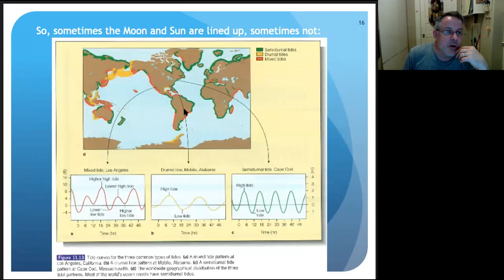This is a map of the world showing the places where the semi-diurnal tide, that's twice per day, typically lunar tide, or diurnal tide once per day, typically lunar tide, or mixed tides are. And you can see it's not an obvious pattern why that would be. All different kinds of tides, all different kinds of places.